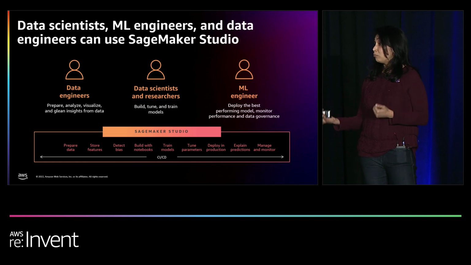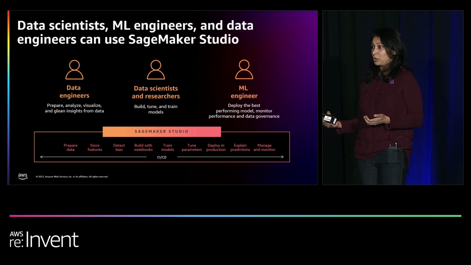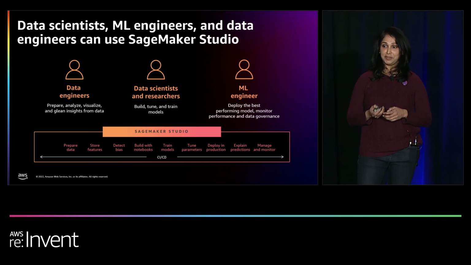Once you're done training that model, you can register the model in model registry, and your machine learning engineer can take over, and they can build pipelines, deploy the models, and manage the models in production. So now that I've given you an overview of SageMaker Studio and the features, I want to hand it over to Piyush, who will tell you more about how they're leveraging SageMaker Studio at JPMorgan.